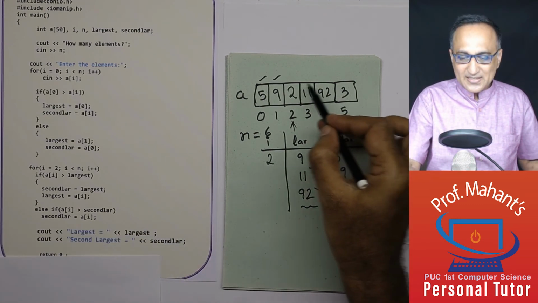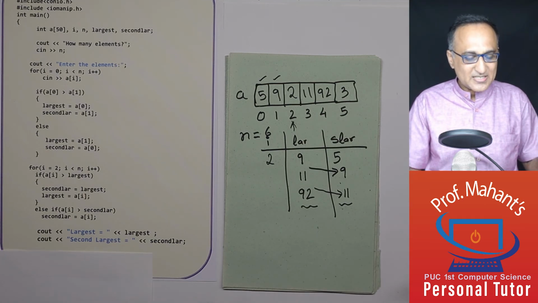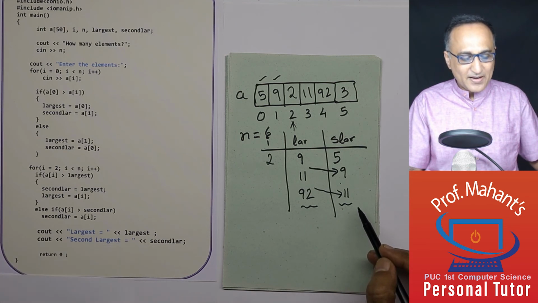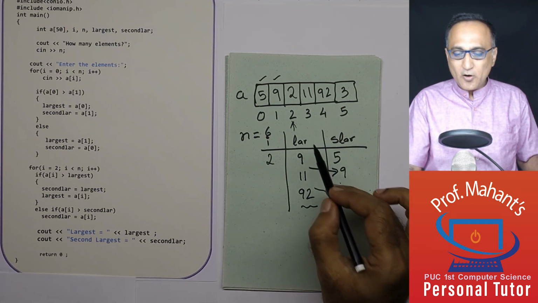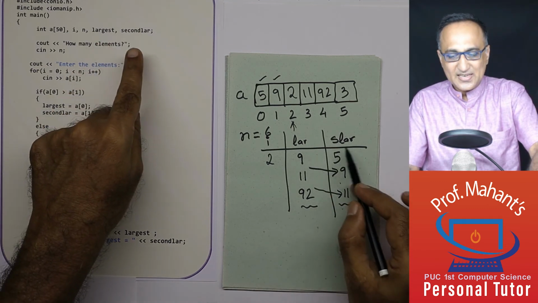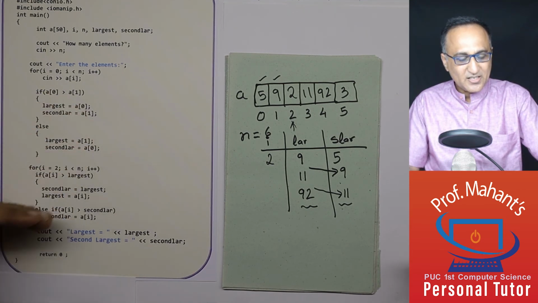And if you look at this data, that looks perfectly right. So now I am printing the largest as 92, second largest as 11. And finally I am closing the program. Although I have given small names here, LAR stands for largest, SLAR stands for second largest. That is how you understand the logic.